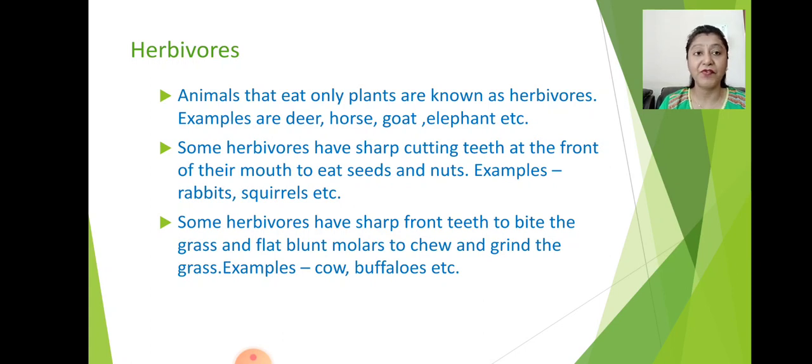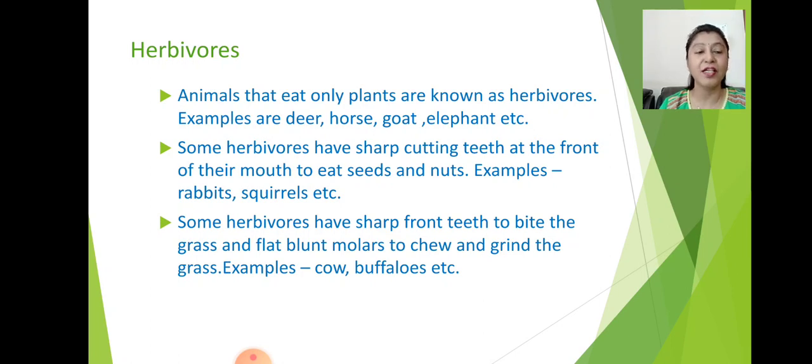Some herbivores have sharp cutting teeth at the front of their mouth to eat seeds and nuts. Sharp teeth in the front. As you remember, the front teeth are known as incisors. So there are some herbivore animals which eat seeds and nuts. Just to take small bites of seeds and nuts, they have sharp and big-sized front teeth, incisors, so that they can nibble or gnaw on the food. They can take small bites of the seeds and nuts.